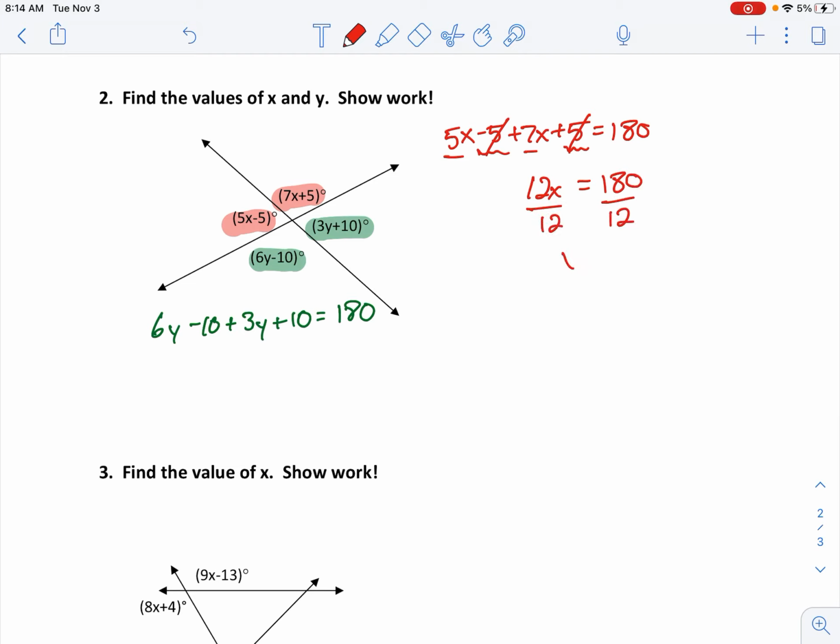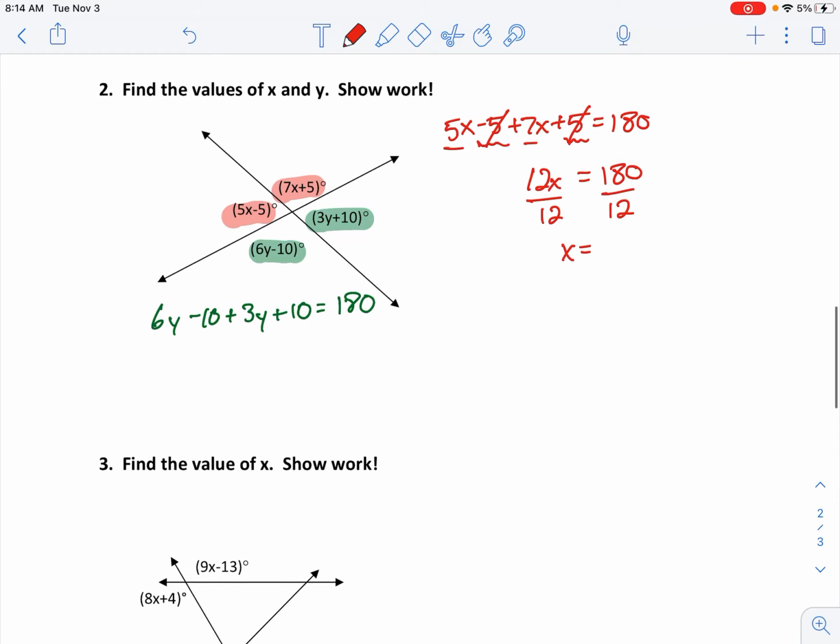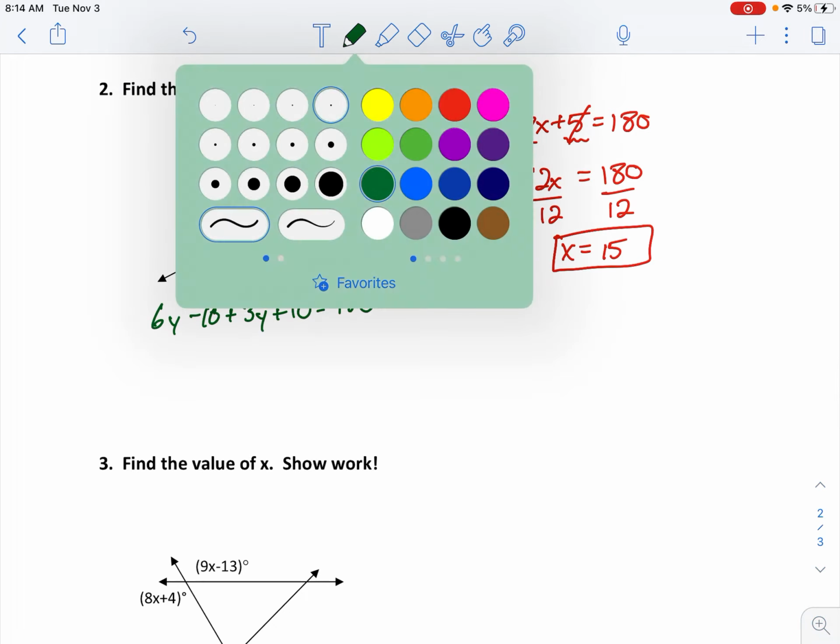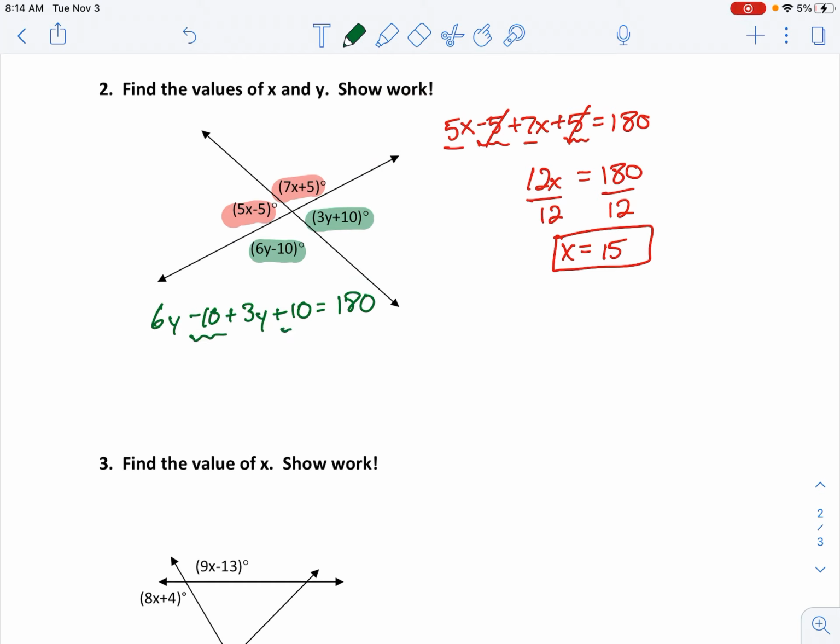And then I'm going to divide by 12 on both sides and get x equals, I'm going to get my calculator and do 180 divided by 12. I get x is equal to 15. And then for y, again, kind of nice here, those are canceling out. The 3 and the 6 make 9y equals 180. I'm pretty sure I know what this is, but I'll use my calculator just to not make a silly mistake. And when I divide by 9, I get y equals 20. So, boom, there we go.